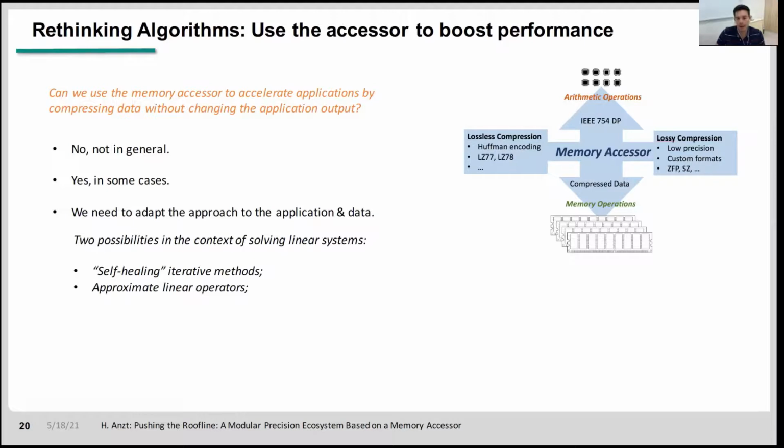And in particular, it can be possible to get the same application output if you are careful with what you're doing, and you adapt your algorithm to knowing that you're using the memory accessor. I want to give you two possibilities that we experimented with, where the memory accessor can be very useful in accelerating algorithms while still providing the same output. That is, in the beginning, self-healing iterative methods, and then the second part, approximate linear operators.